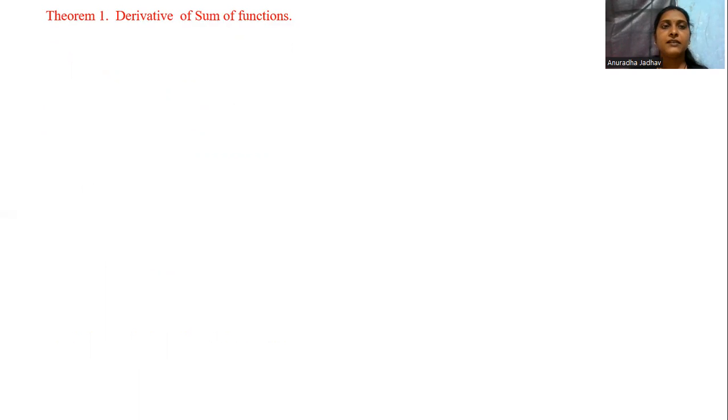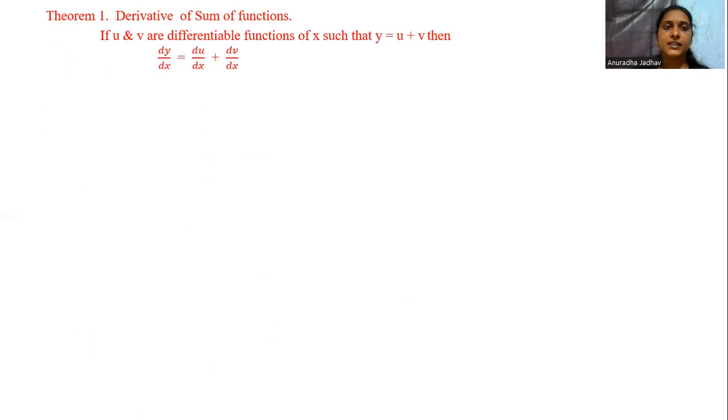Theorem first, the derivative of sum of two functions. Then its statement is, if u and v are differentiable functions of x such that y is equal to u plus v, then dy upon dx is equal to du upon dx plus dv upon dx. Here y is the addition of two functions, then its derivative is given by dy upon dx is equal to, take the derivative of u with respect to x plus derivative of v with respect to x. Let's see proof.